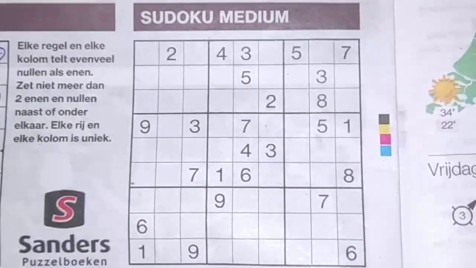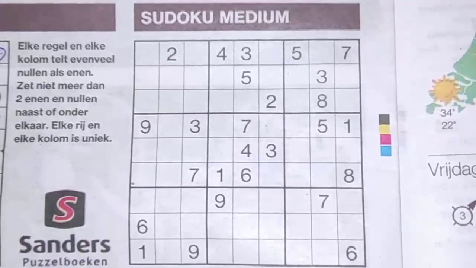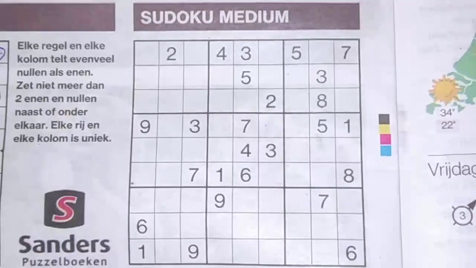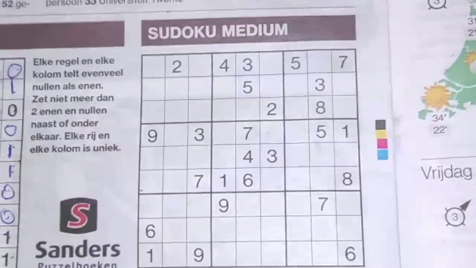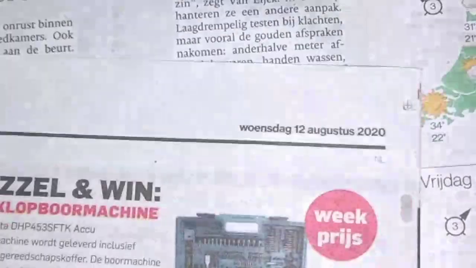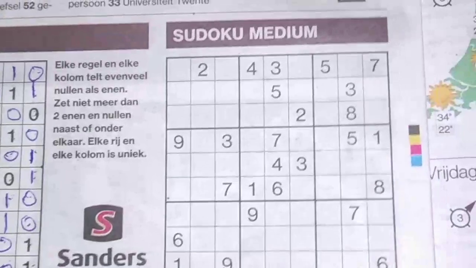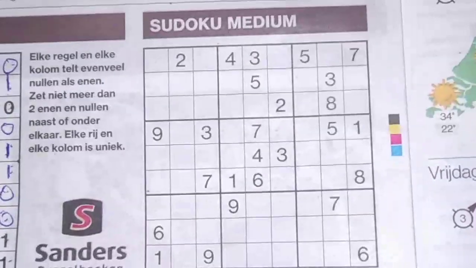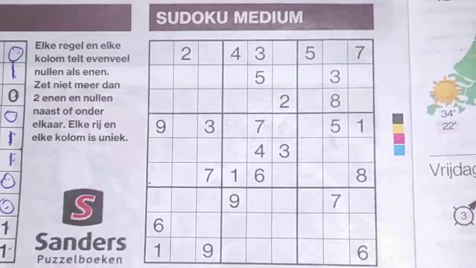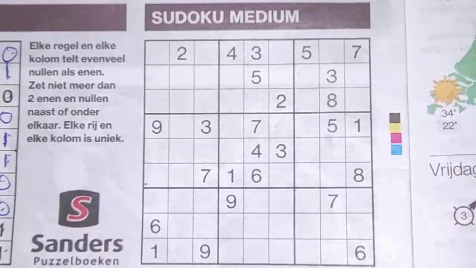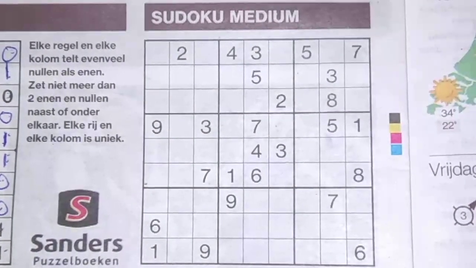Welcome back with the second regular Sudoku, a medium Sudoku we have. In 2 days, a newspaper, the daily newspaper of Wednesday, August the 12th, 2020. Three regular Sudokus. The second one is a Sudoku medium.